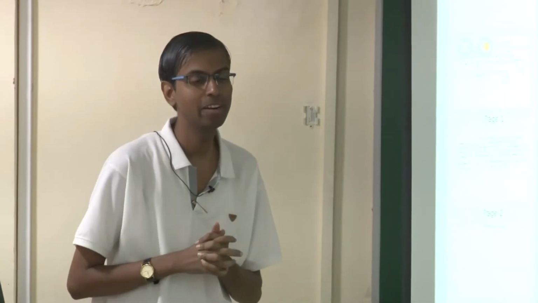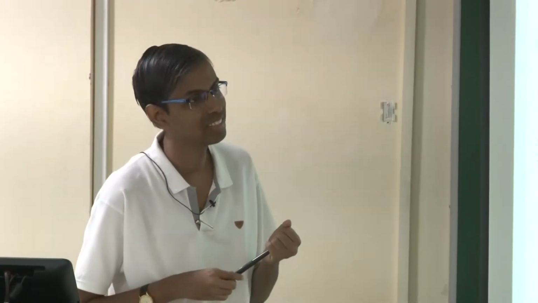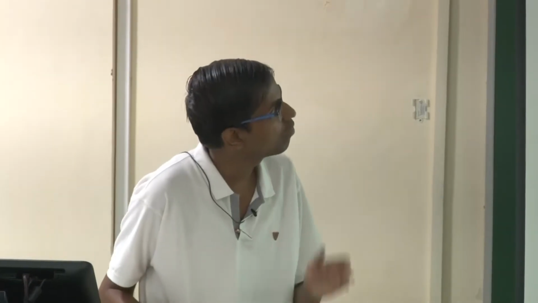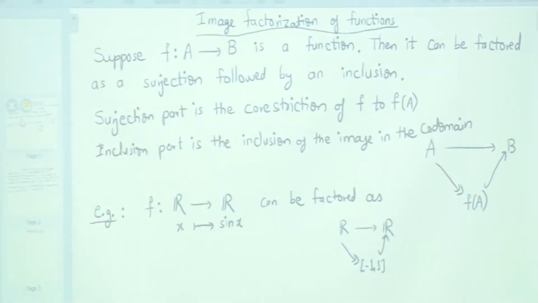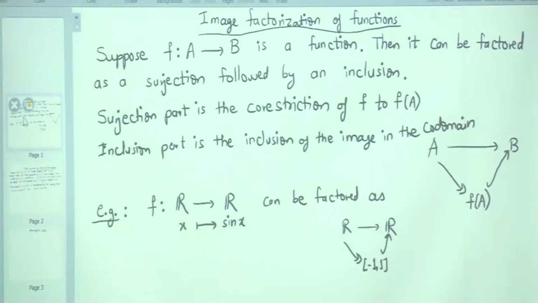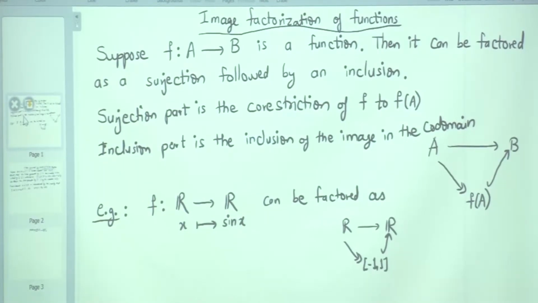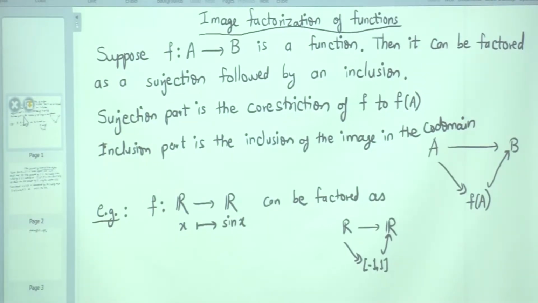So there was an important topic which we missed while studying sets and functions, and that is called the image factorization of a function. It's something very simple, but for the sake of completeness I have written it on the board. So suppose f is a function, then it can be factored as a surjection followed by an inclusion. Notice that I am not saying injection, I am being more specific. A surjection followed by an inclusion. Inclusion always corresponds to subsets.